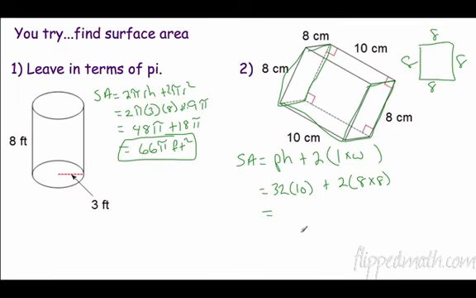32 times 10 is going to give us 320. 2 times 8 times 8 is going to give us 128. Add them together and we get 448 centimeters squared. All right, there you have it.